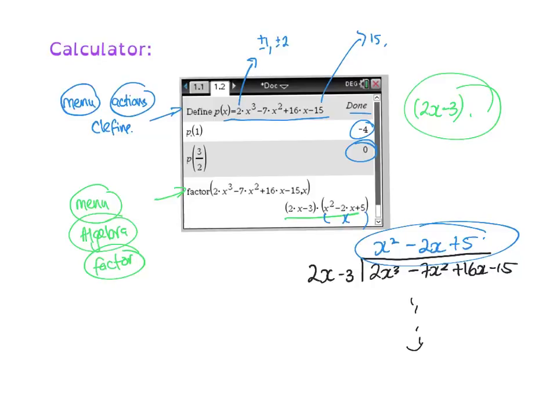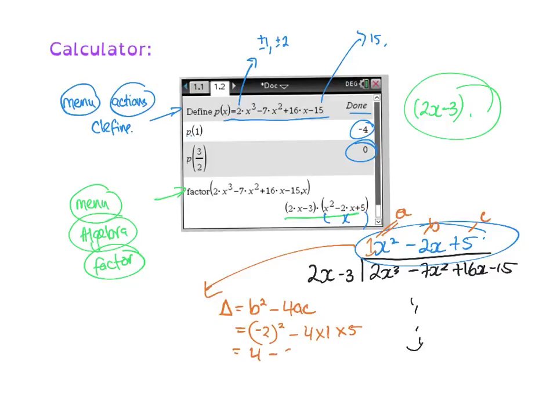So this one can't be factorized, and let's have a check using our discriminant. So remember, the discriminant is b squared minus 4ac, where this is the b value, 1 is a, and c is 5. So if you do the discriminant of this formula, it's negative 2 squared minus 4 times 1 times 5. So you get 4 minus 20, which equals negative 16.